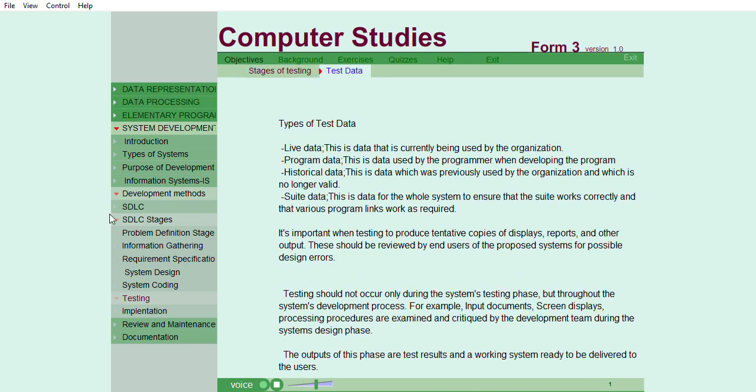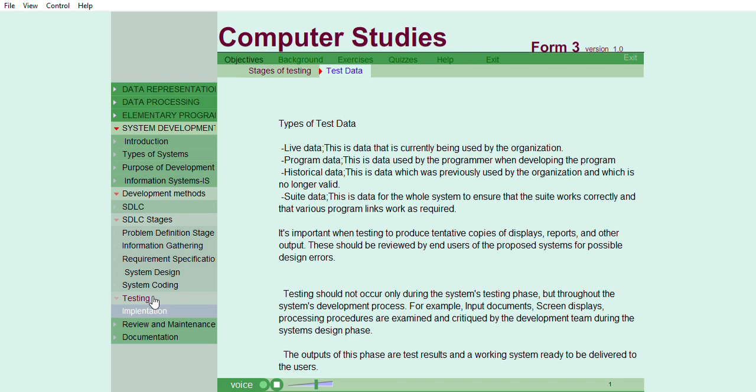Types of test data. Live data. This is data that is currently being used by the organization. Program data. This is data used by the programmer when developing the program. Historical data. This is data which was previously used by the organization and which is no longer valid.